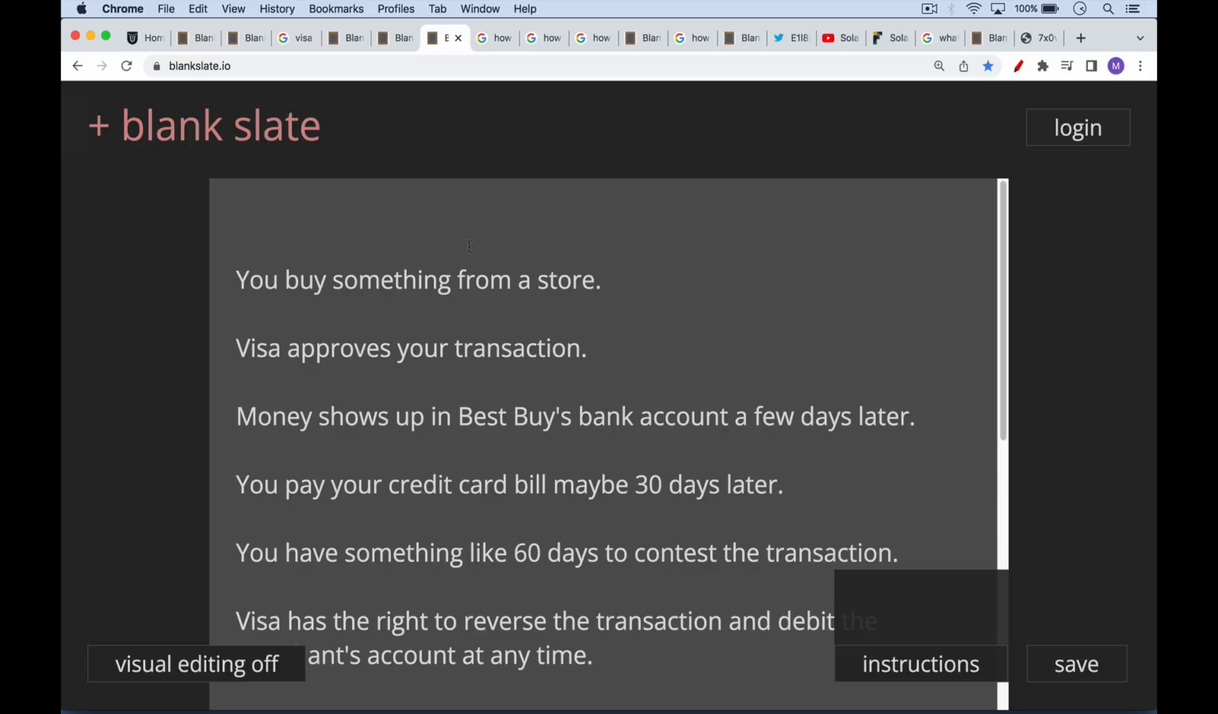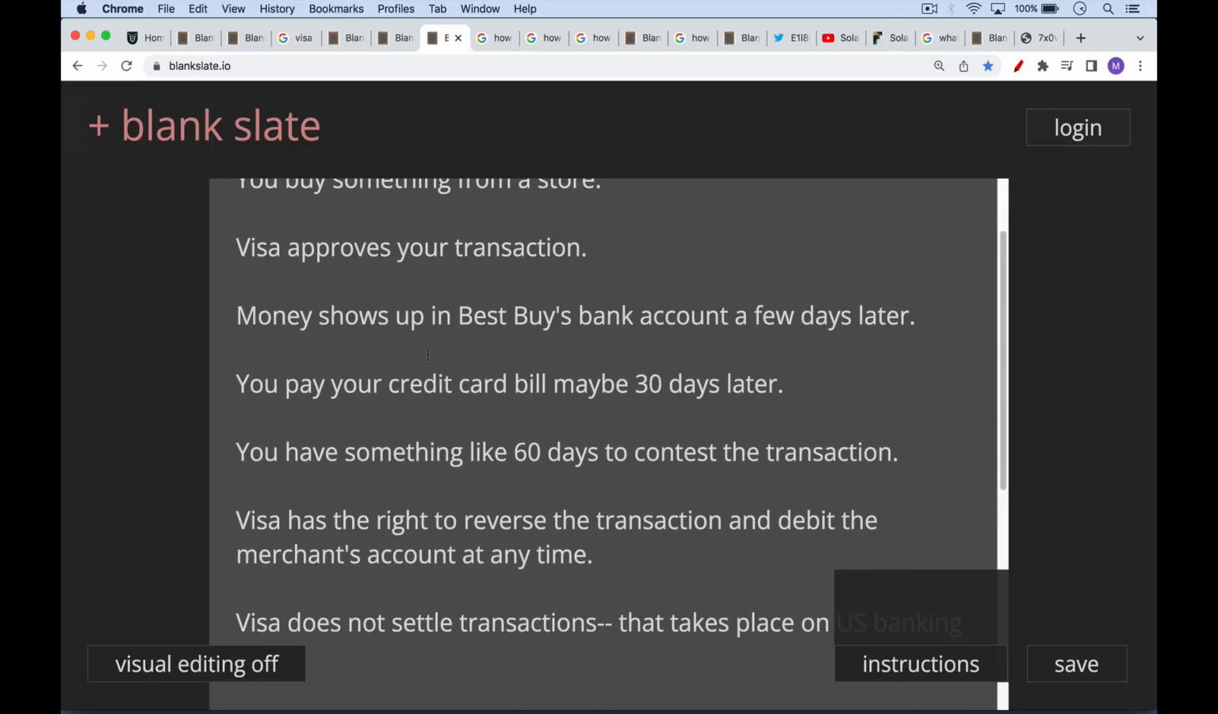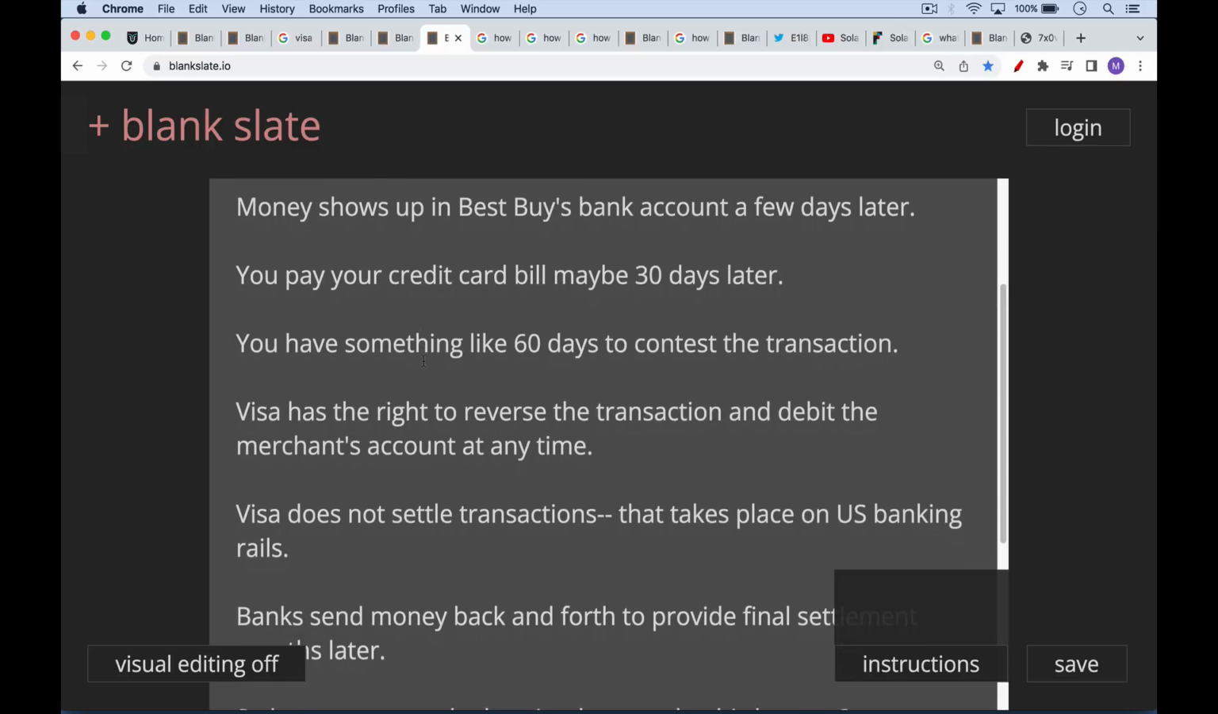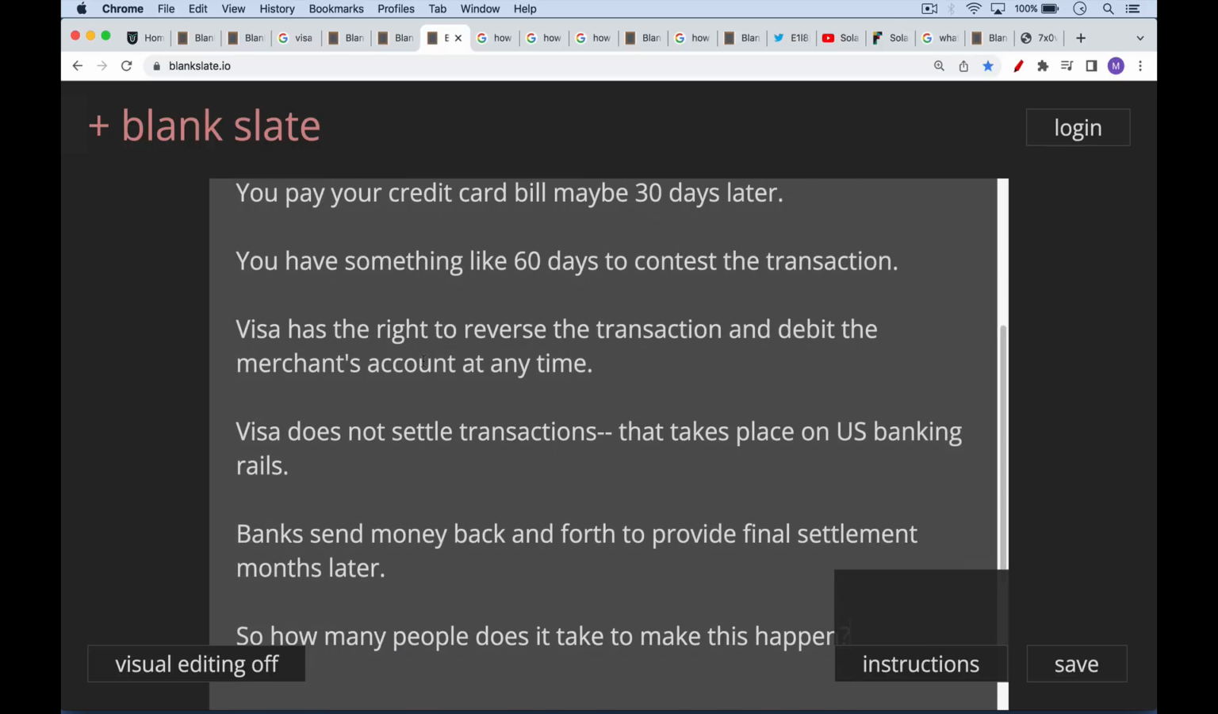And then you have usually about 30 days to pay your credit card bill. You have something like 60 days to contest the transaction. During this whole period of time, Visa has the right to reverse the transaction and debit that merchant's account at any time. You can do a chargeback, for example. So Visa never actually settles transactions. This is one of the confusions that people have.